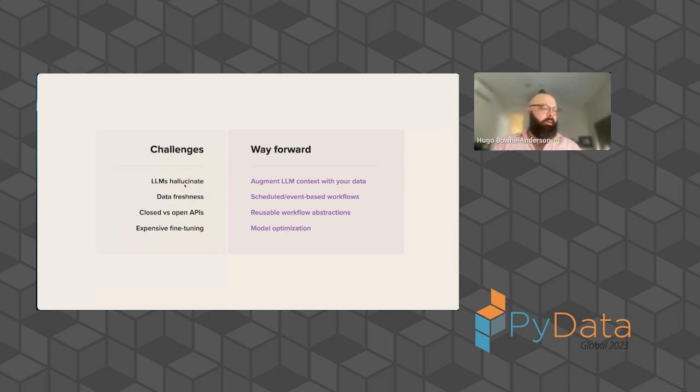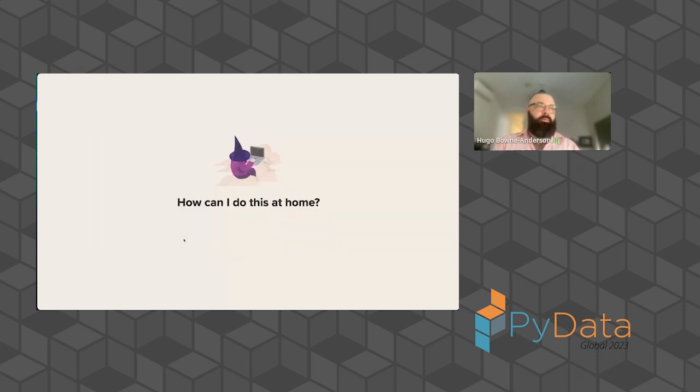So just to recap, and then we'll wrap up. The challenge that LLMs hallucinate, you can think about solving that by augmenting its context with your data. Data freshness is a challenge that you can think about scheduling and event-based workflows for updating your models. To think about closed versus open APIs, we have reusable workflow abstractions, which are modular and allow you to switch out closed and open models for each other. And to work through and solve the expenses of fine tuning, you want to think a lot about model optimization.